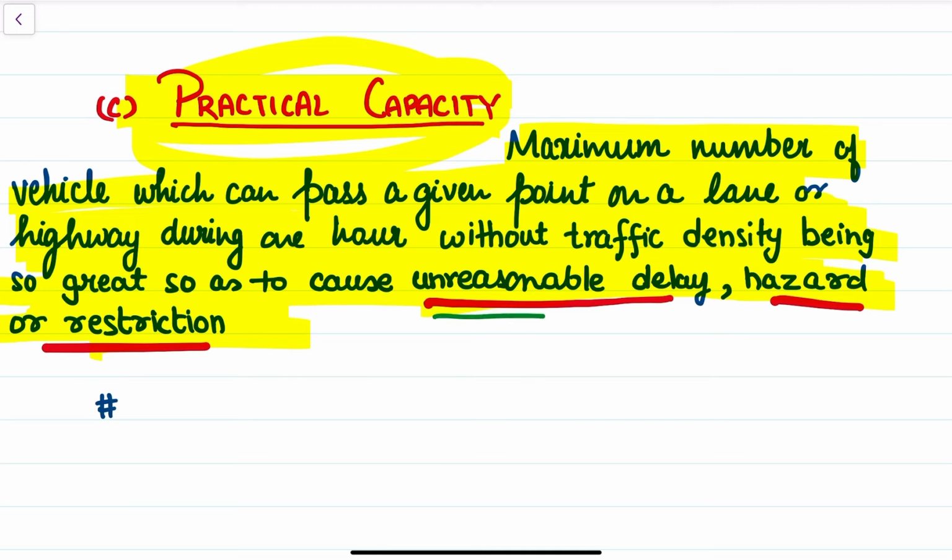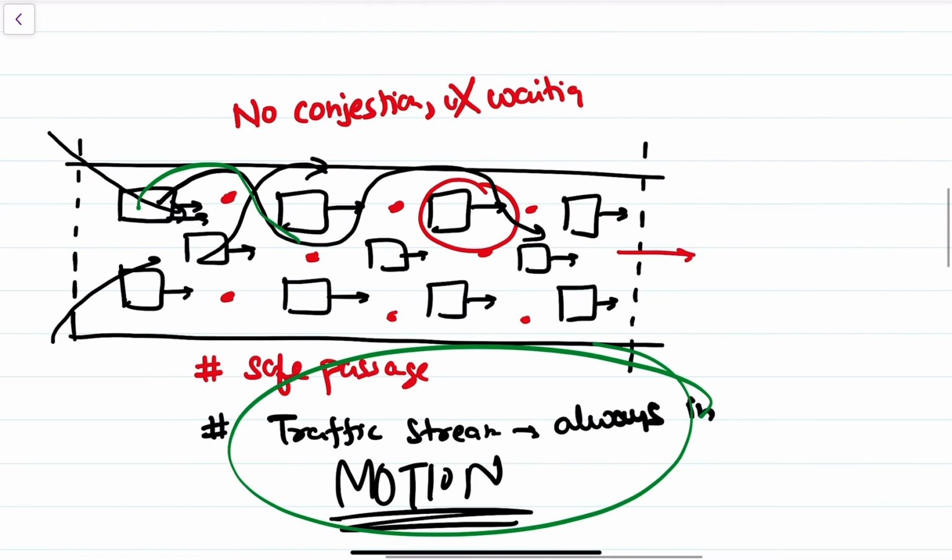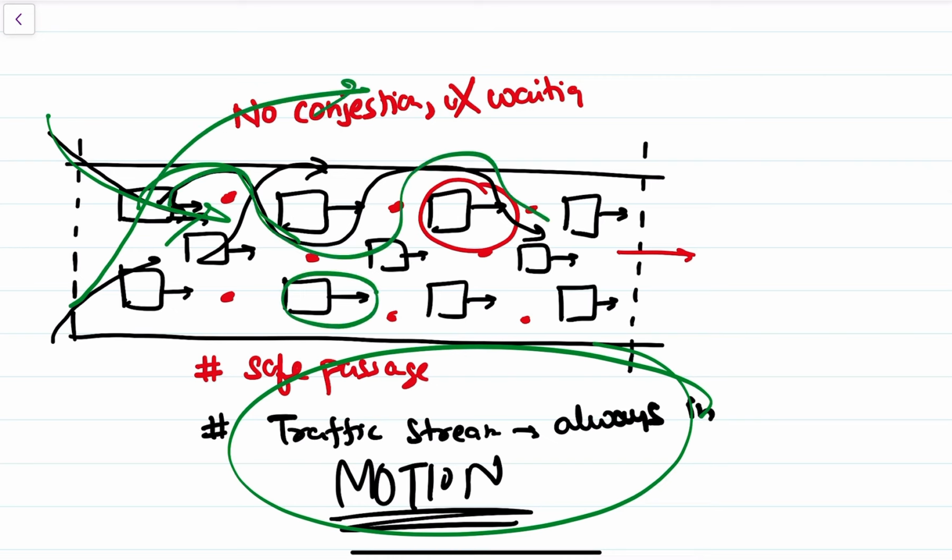There is no unreasonable delay, there is no hazard situation, and there is no restriction. The vehicles are always in motion. Though if there is merging traffic, diverging traffic, or overtaking, right? It is happening. There will be vehicles that are moving at a different speed. That is happening. But vehicles are always in motion.